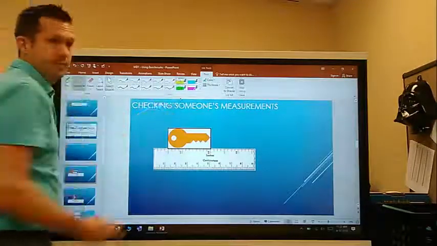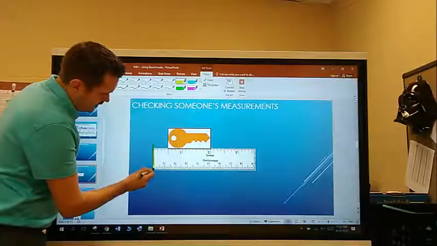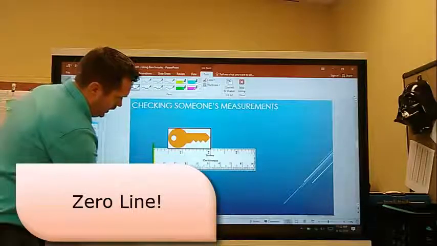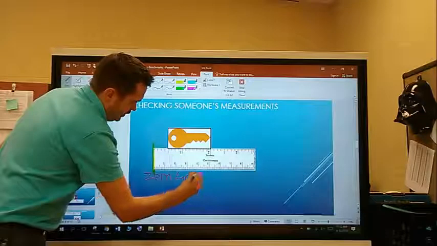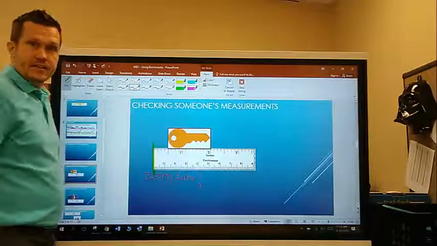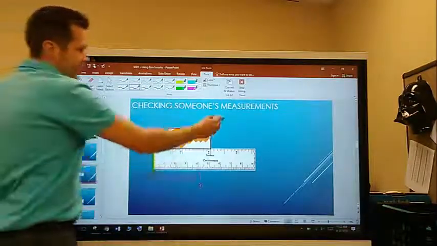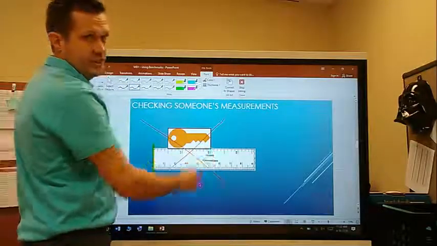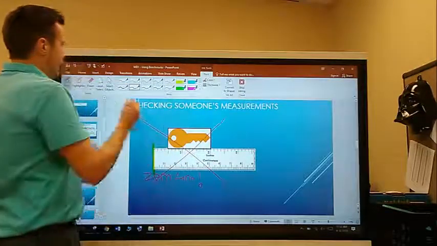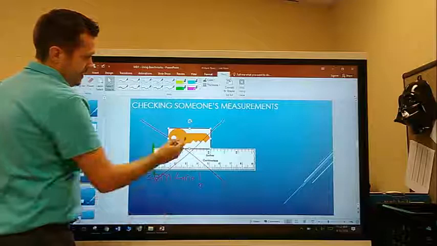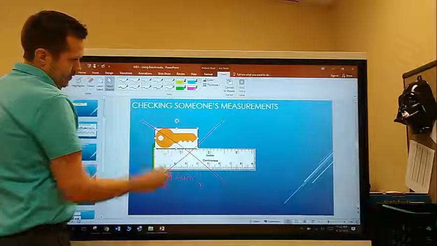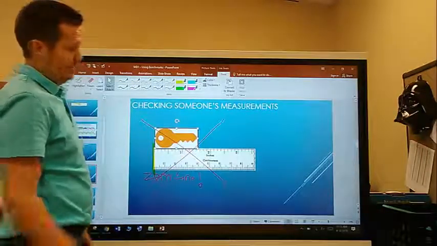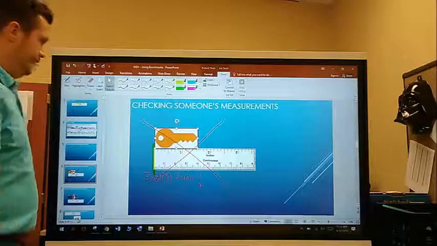Whenever you measure something, you want to make sure you start at the 0 line. That 0 line. My friend did not start at the 0 line, so therefore he did not measure correctly. If he said this was 2 inches, he was wrong. He would need to pick the object up, slide it down to the 0 line, and he would see that it is in between. It's about 1.5 inches is what he would have discovered.